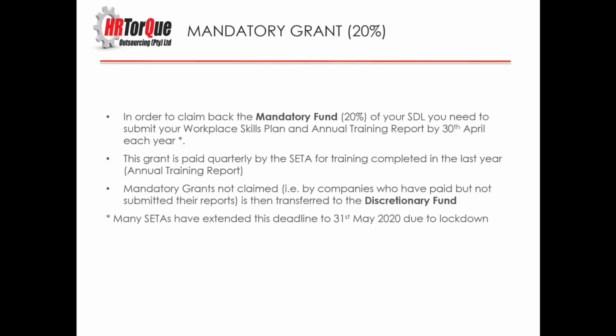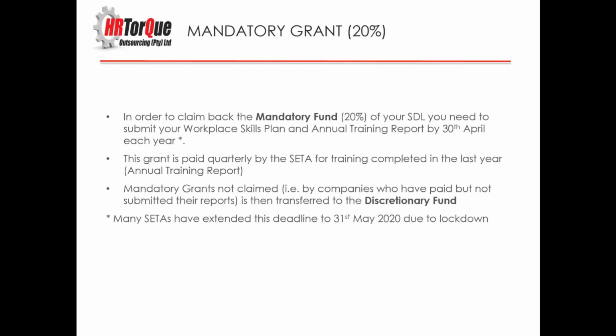Because there are some SETAs, and it did happen in 2020, that do change that deadline and do allow for extensions due to system errors. But it is a line in the sand, where most SETAs state that you need to submit your workplace skills plan and your annual training report by the 30th of April every year. They do allow for extensions, but it is quite important that if you need an extension, you do so quite early on in April.